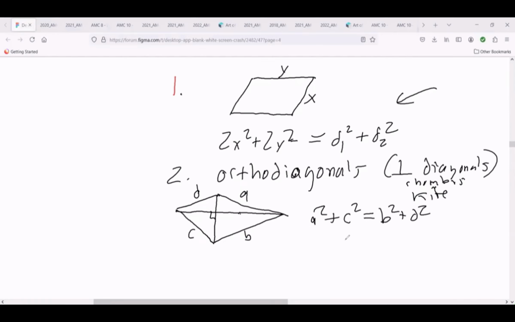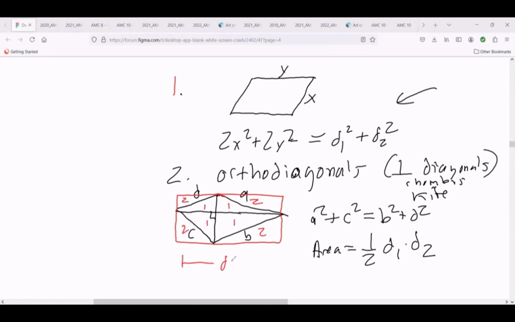That would be more about a speed edge. More importantly is the area. It's equal to half diagonal 1 times diagonal 2. The reason for this is obvious. If you come out here and make a rectangle, then this is half of that. And this is half of that. And this is half of that. And so, of course, the rectangle's dimensions are diagonal 1 by diagonal 2.